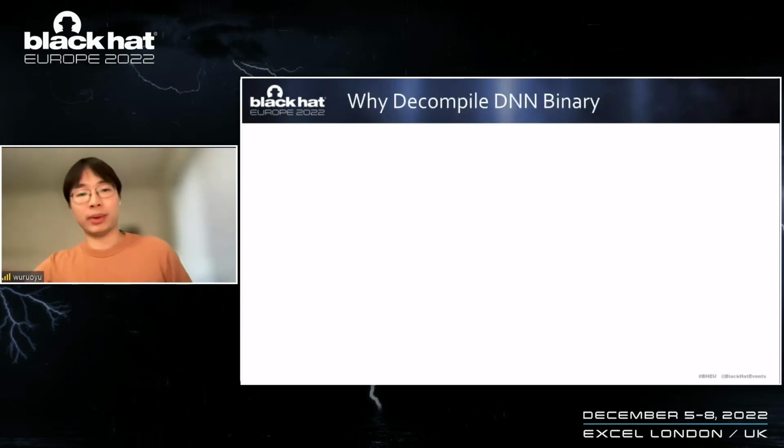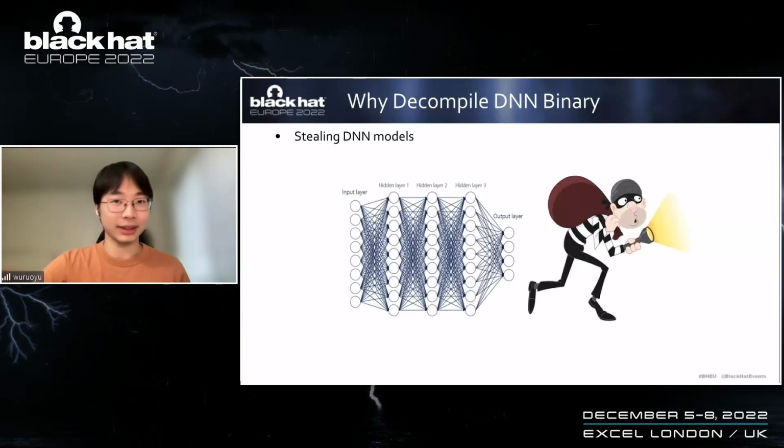And why do we decompile the DNN binary? Why is it meaningful? The answer is that DNN binary decompilation has many security applications. For instance, the most obvious one is DNN model stealing. An accurate and performant DNN model usually costs lots of human effort and computation power, so essentially lots of money. For this reason, obtaining it often has high commercial value.